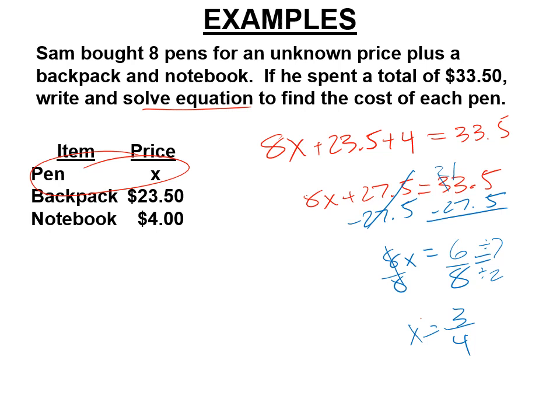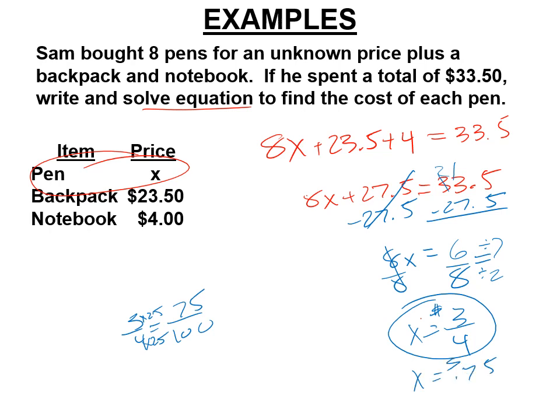Now, normally that would be a perfectly good answer. But what are we finding here? We're finding the price of the pen. So the pen is 3/4 of a dollar, but do we ever write money that way? What is 3/4 of a dollar? I'd like you to take the next step, realize that 3/4 is 75 hundredths of a dollar. This is 75 cents. That would be the answer. If the answer is money, yes, I want it in decimals. 75 cents is written $0.75.